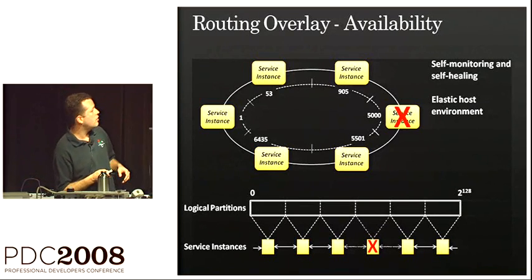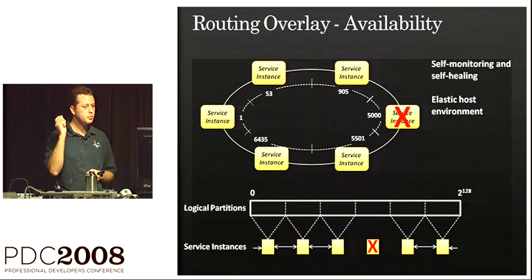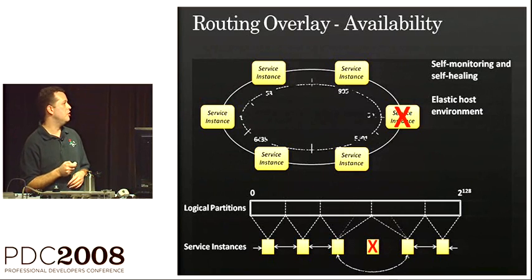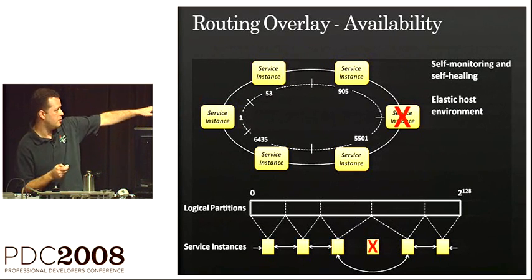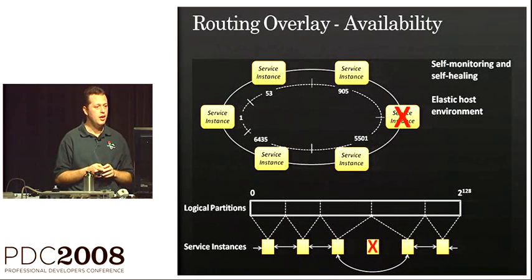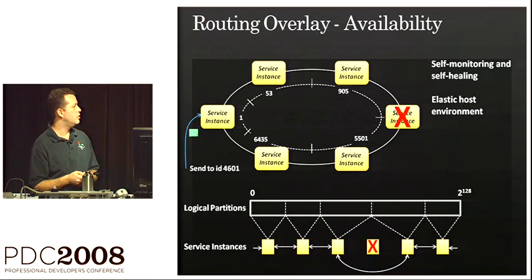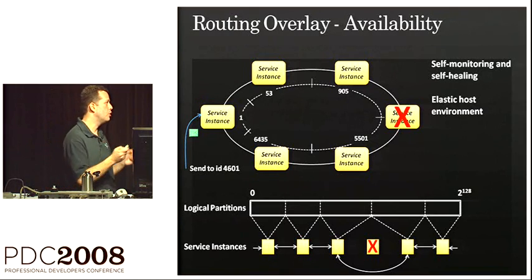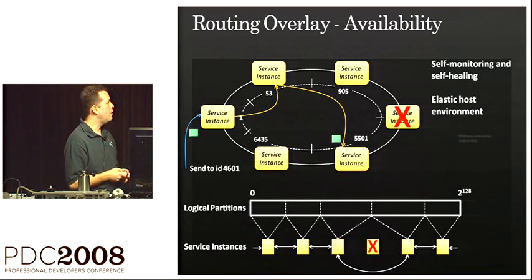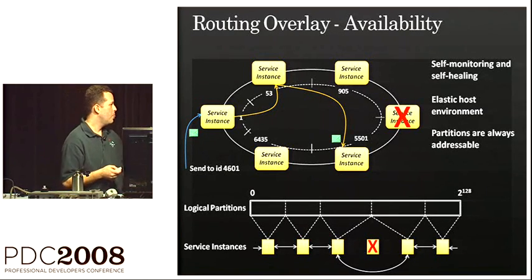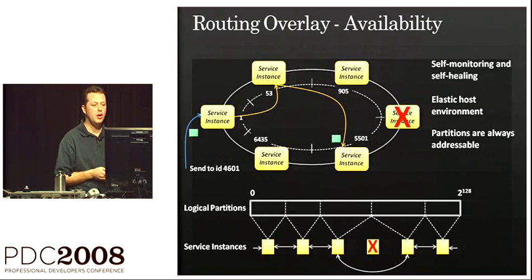So in this example, I'm going to take down node 5000. So the address space that 5000 used to claim gets kind of divided up. You can see it's a little bit wider at the bottom. Gets divided up among its neighbors. So we're going to send another message to ID 4601, to partition 4601, and it gets routed. Turns out 5000 is down, so the message gets routed over to 5501.